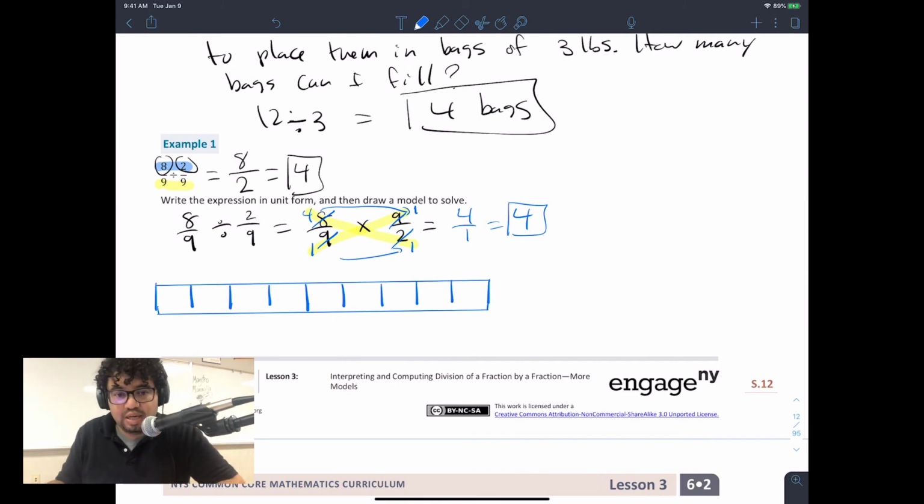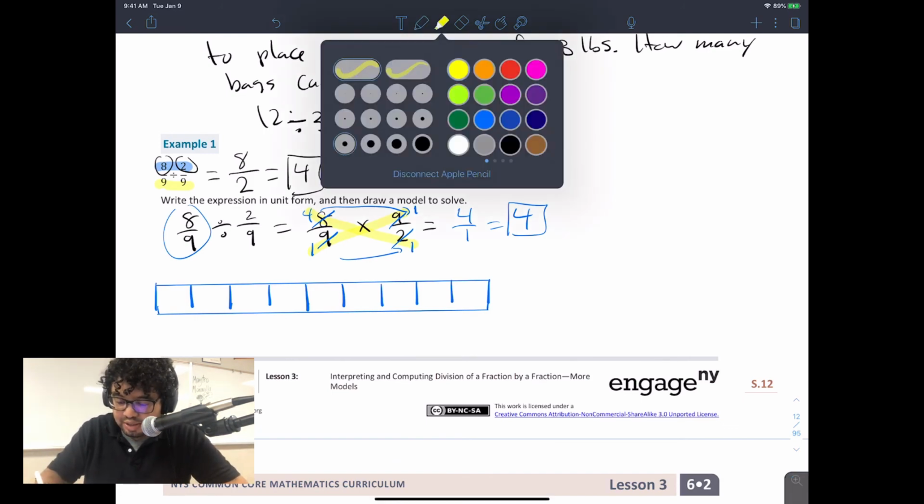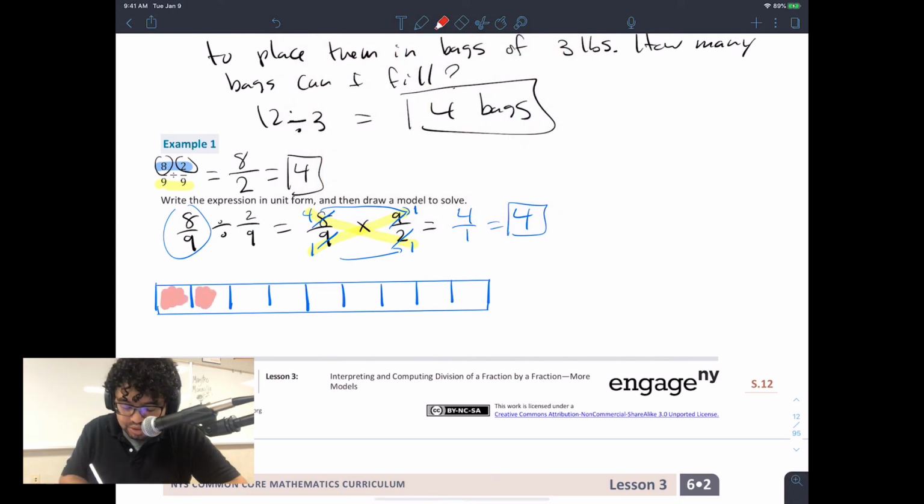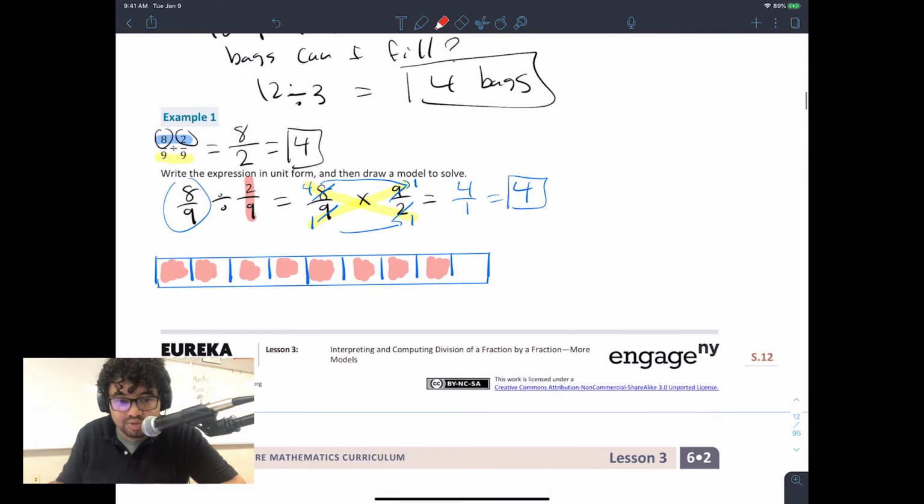Now, I have a model there that shows 9 boxes, but remember, we only need 8 out of the 9. So we'll go ahead and shade 8 out of the 9. So we shade 1, 2, 3, 4, 5, 6, 7, 8. Now this 8 out of 9, we're going to look at the second fraction and see how many groups of 2 9ths we can have. And that's going to be our answer. Okay, so let's go ahead and start doing that.